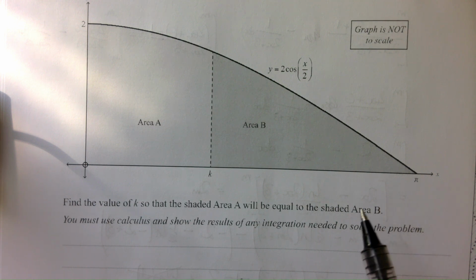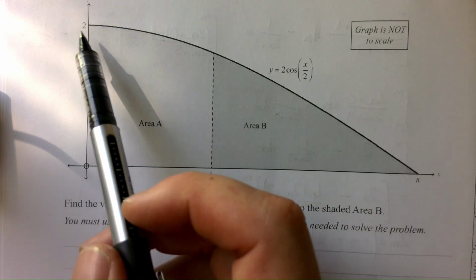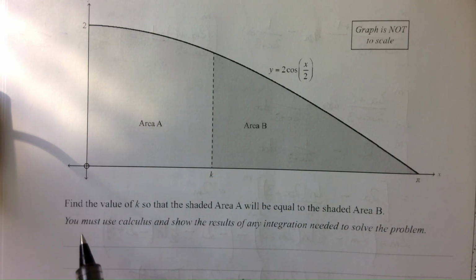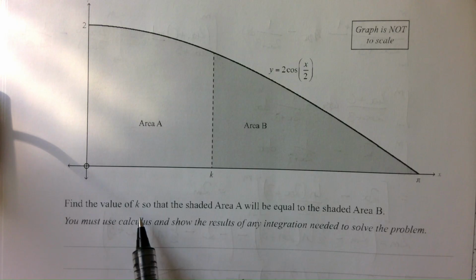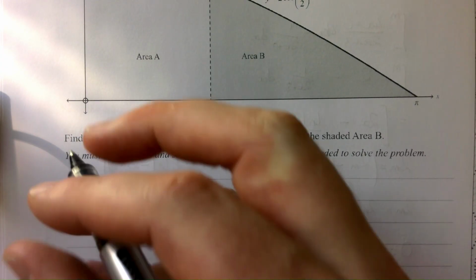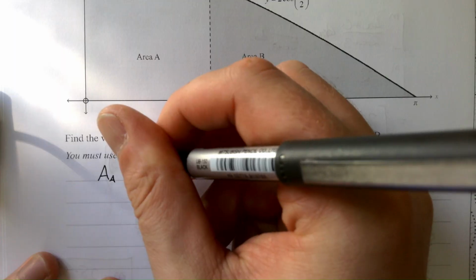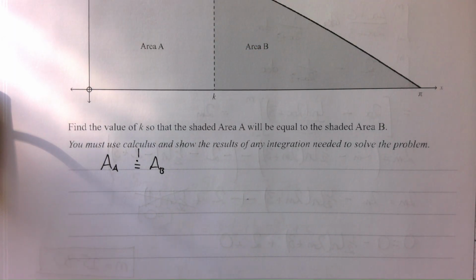Now because this is 2 cosine, the y value is 2. We are told to find the value of k so that the shaded area A will be equal to the shaded area B. So we want area of A is equal to area of B. That is what we are demanding.